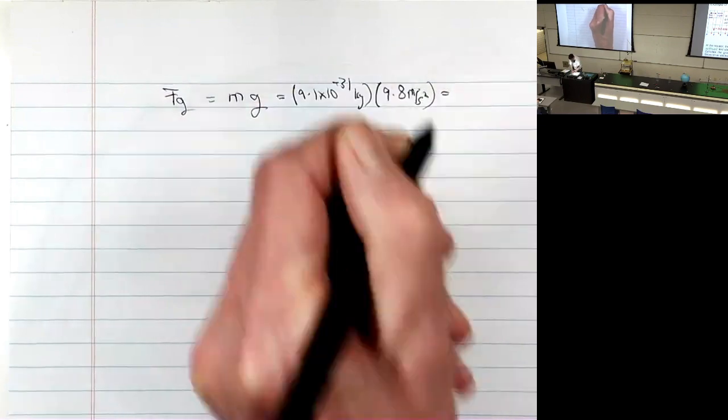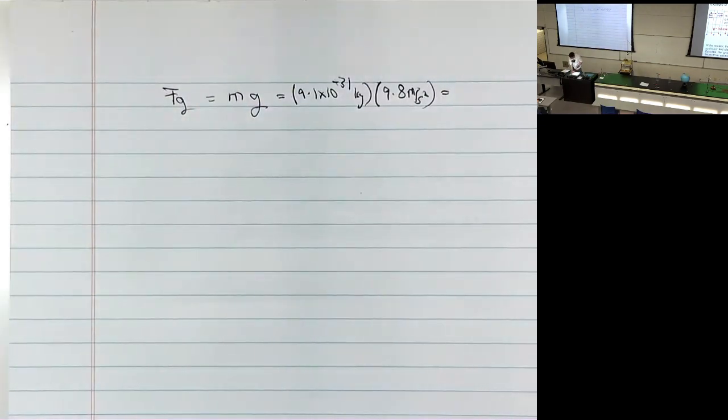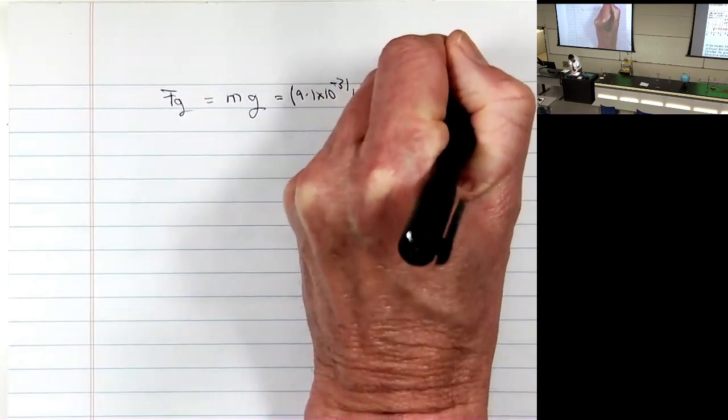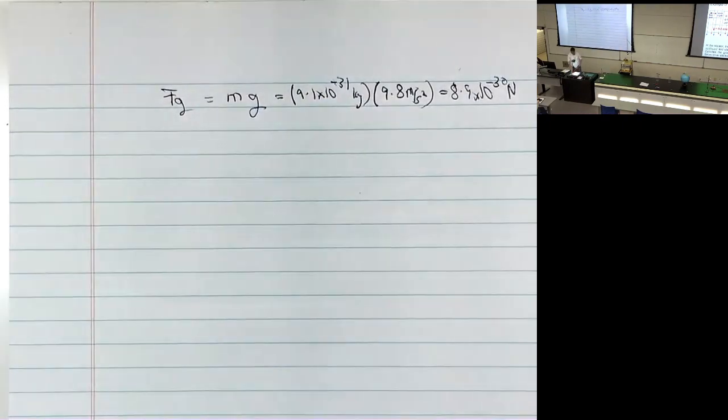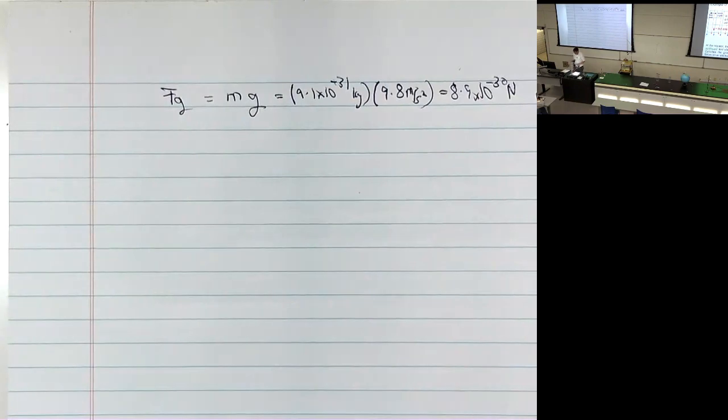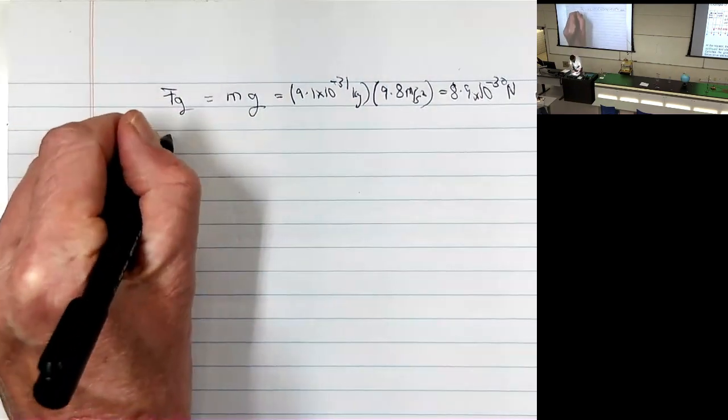If I multiply these, obviously this is going to come out to be a tiny, tiny number. It's 8.9 times 10 to the minus 30 newtons. So that's the gravitational force on an electron. The electron has mass, and just like we are attracted towards the Earth, the electron is attracted towards the Earth. I just worried about the magnitude there. The direction is down.